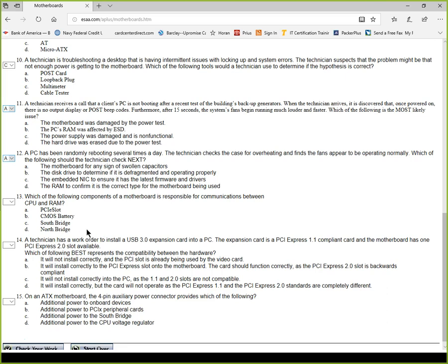Okay, so which of the following components of the motherboard is responsible for communications between the CPU and the RAM? D, the North Bridge. Got that one right.